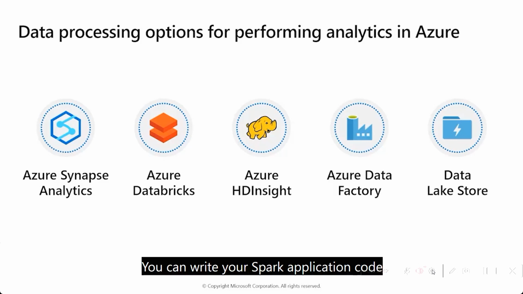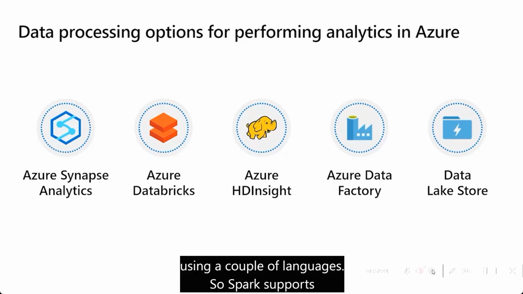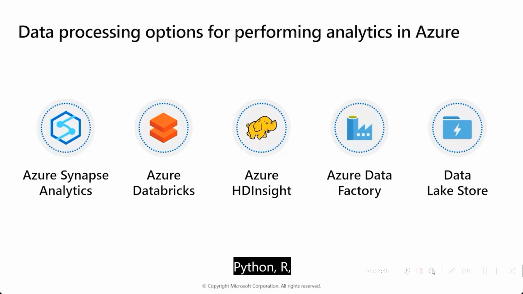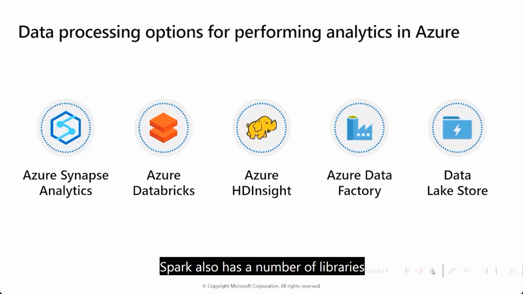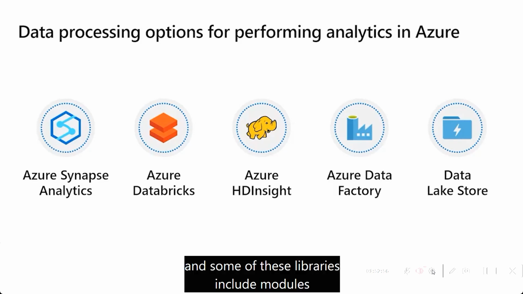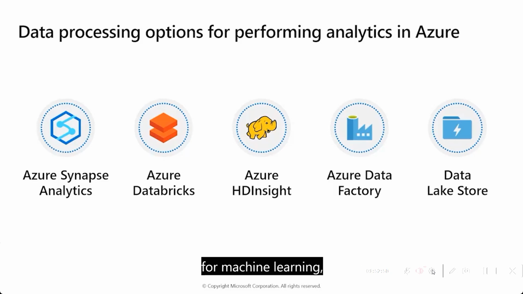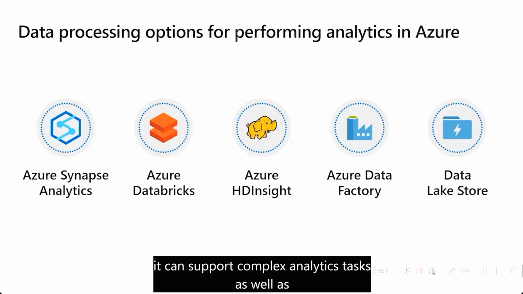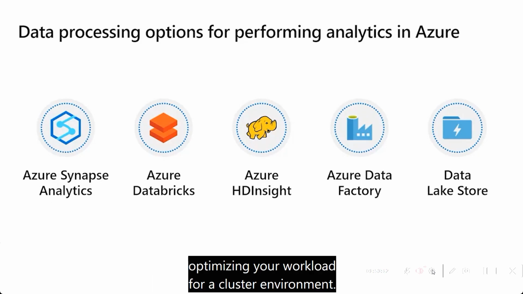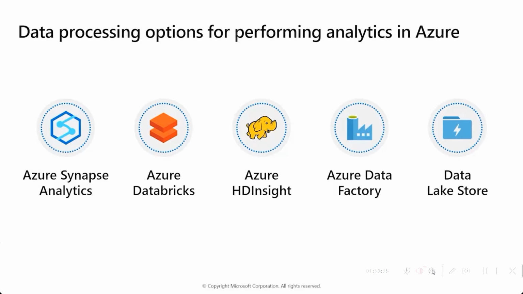You can write your Spark application code using a couple of languages. Spark supports Python, R, Scala, Java, and SQL. Spark also has a number of libraries for these languages, and some include modules for machine learning, statistical analysis, linear and non-linear modeling, predictive analytics, and graphics, so that it can support complex analytics tasks as well as optimizing your workload for a cluster environment.